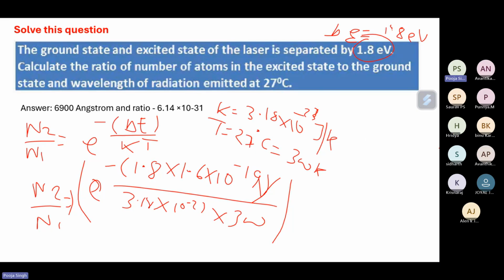Are you solving? Did you get the answer? Are you getting N2 by N1 value 6.14 into 10 to the power minus 31 or not?